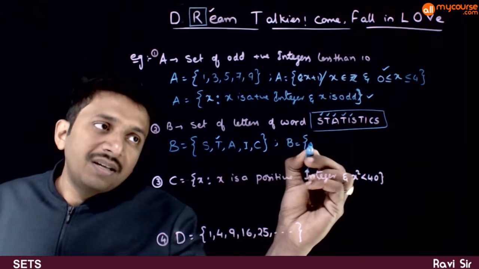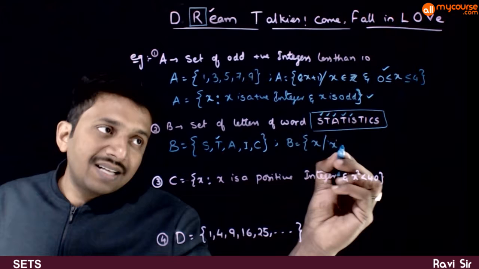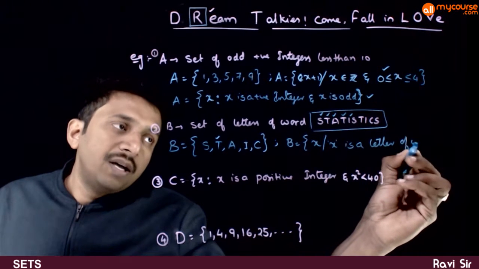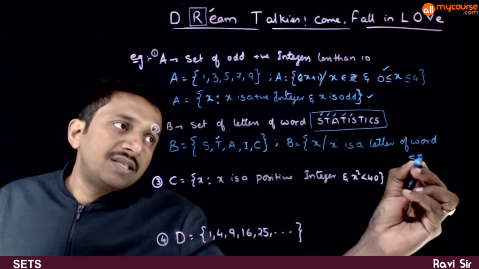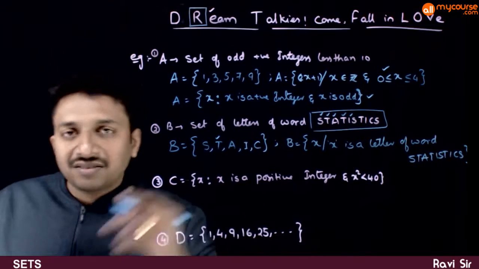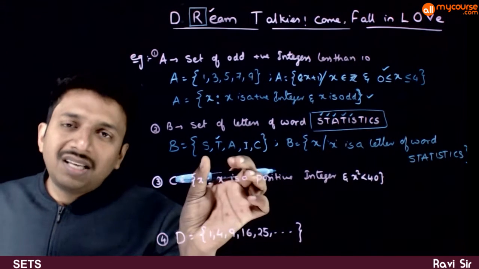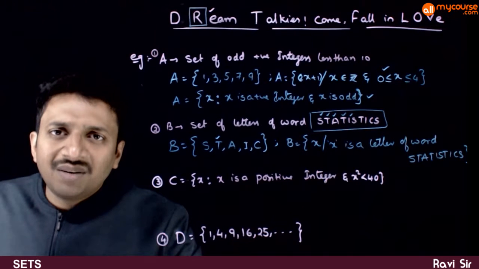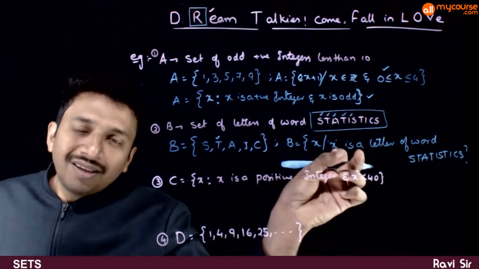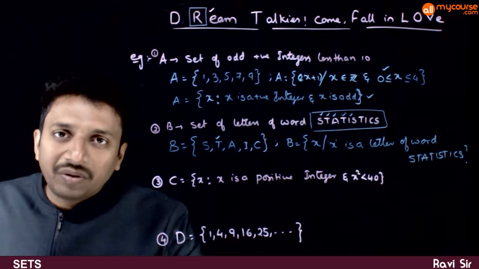And what is the set builder form for this? B is nothing but the set containing an element x, such that x is a letter of the word statistics. So I can write it like this. Or x such that x belongs to the set S, T, A, I, C. That can also be a set builder form. So you have to make sure that once you have a description, if you expand it, you should be able to get the set that we are talking about.